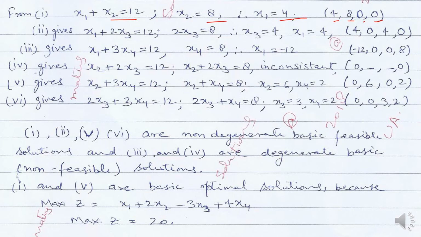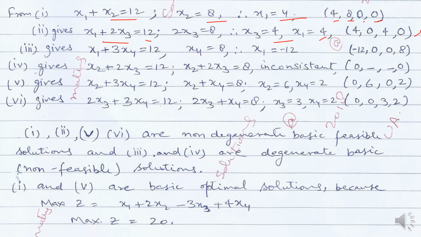The second case is where we have set x2 and x4 to 0, and we got x1 plus 2x3 is equal to 12, and in the second constraint we got 2x3 is equal to 8, so x3 is equal to 4, and we get x1 is equal to 4. So 4, 0, 4, 0, we got this solution.